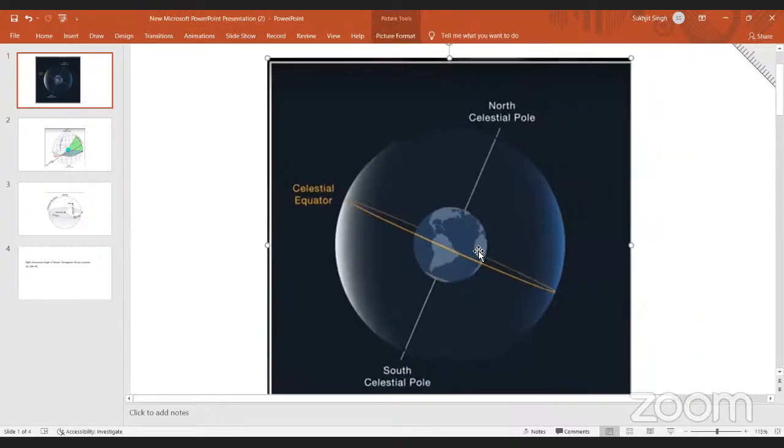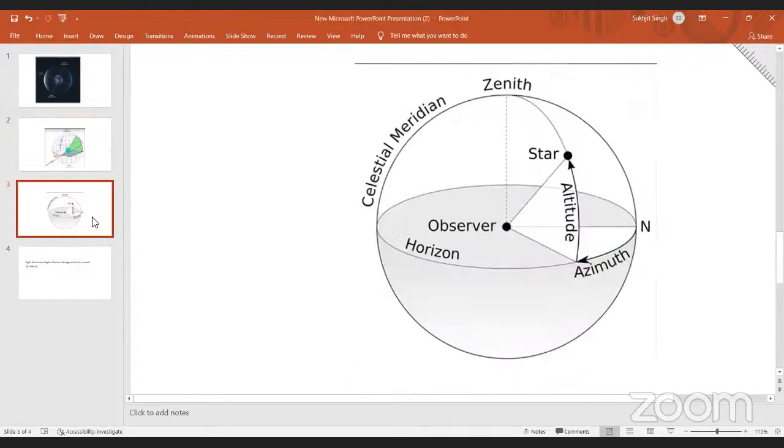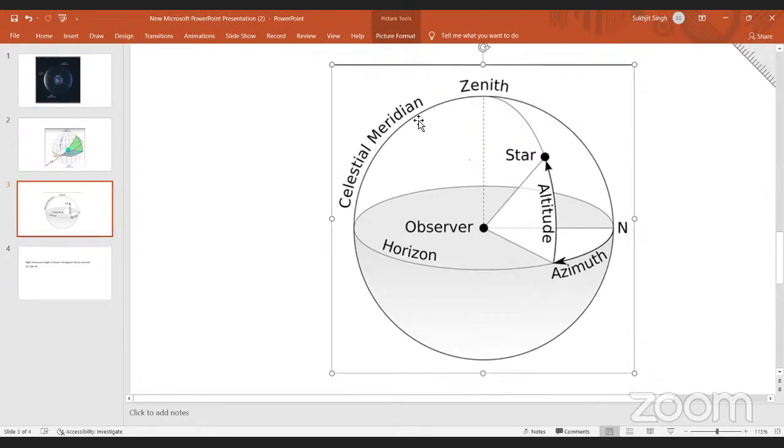So this is how you actually observe it, and this is a more practical demonstration. Okay, this is the north celestial pole. This is the angle of declination, and this is the right ascension. A more horizontal, new coordinate system has been proposed. We call this the horizontal celestial coordinate system.